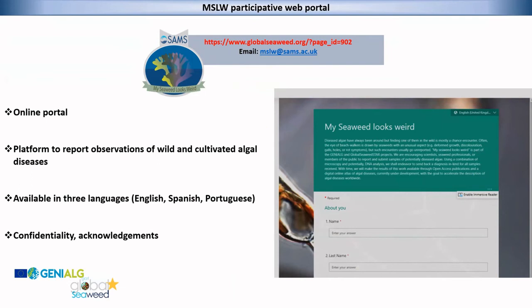So with this web portal, we really aim to provide a platform where everybody can report observations of diseases in cultivated and wild algae. And it's currently available in 3 languages: English, Spanish, and Portuguese.